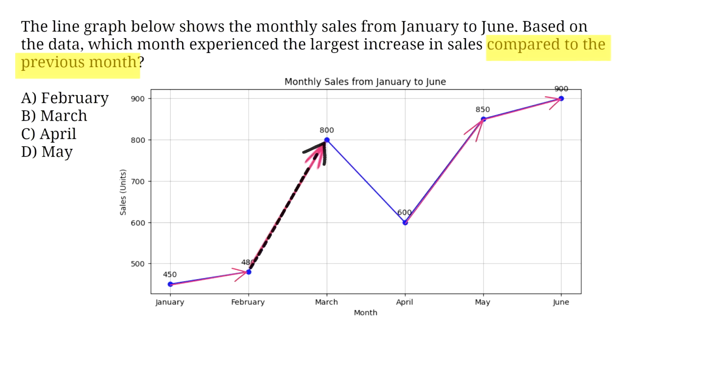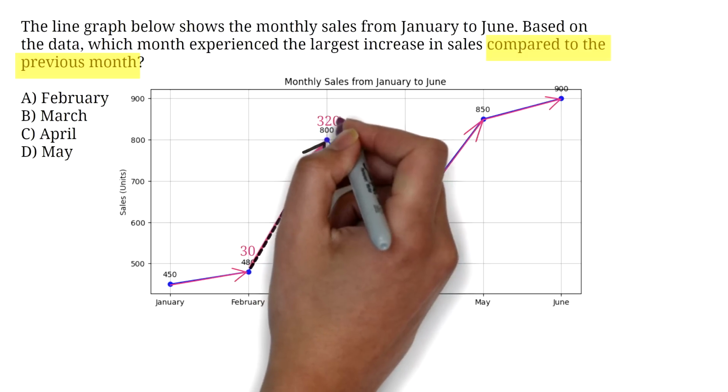So the increase from January to February will be 480 minus 450. This will be 30 units. We do the same from February to March. We have 800 minus 480. This will give us 320.